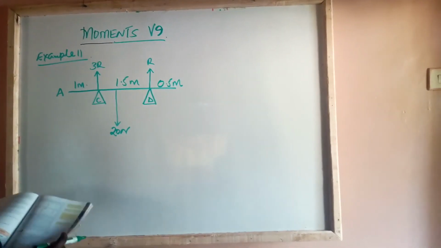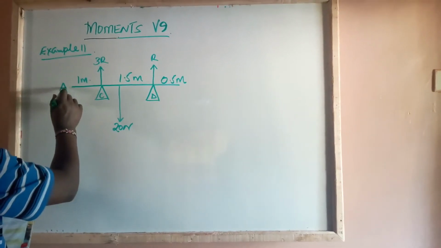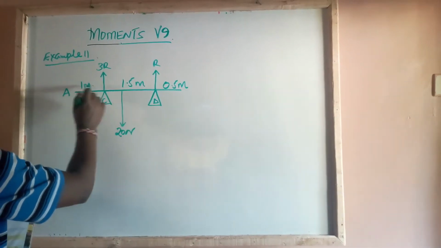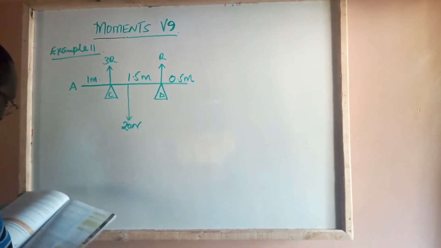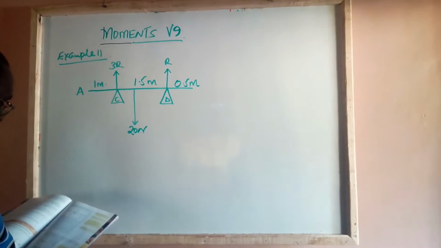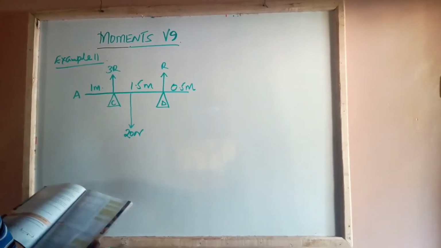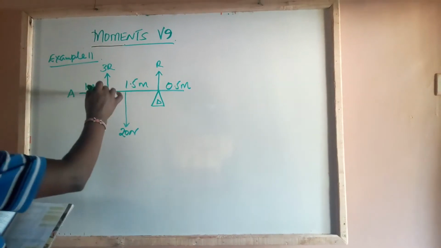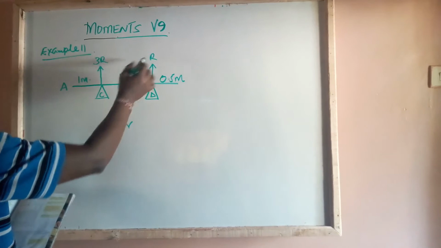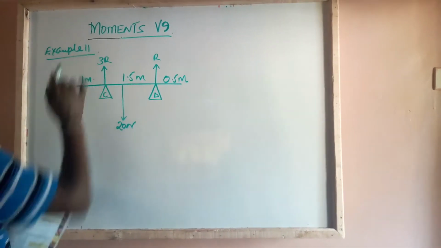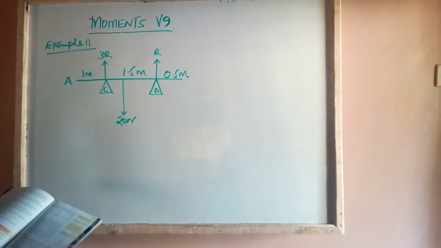And AD is 2.5 meters. From point A to point D is 2.5 meters. The magnitude of the reaction at C is 3 times the magnitude of the reaction at D. So if this is R, then this is 3R. It's 3 times the magnitude of the reaction at D.